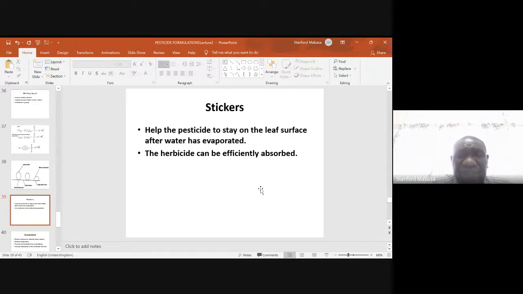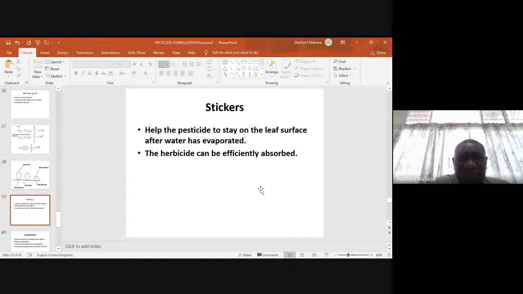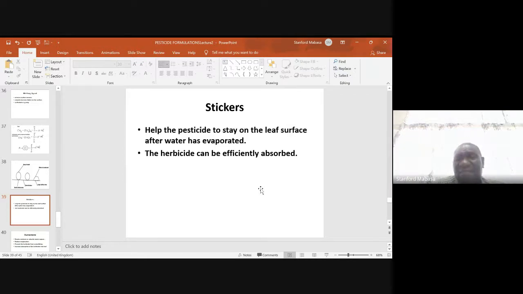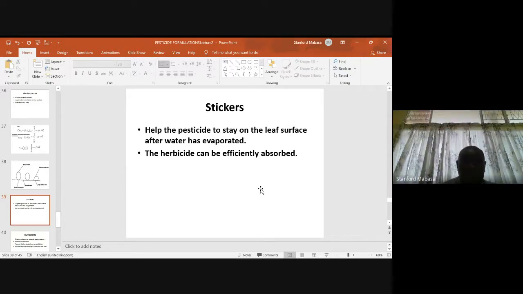We also have stickers. These help the pesticide to stay on the leaf surface after water has evaporated. The herbicide or pesticide can efficiently be absorbed if you have stickers.